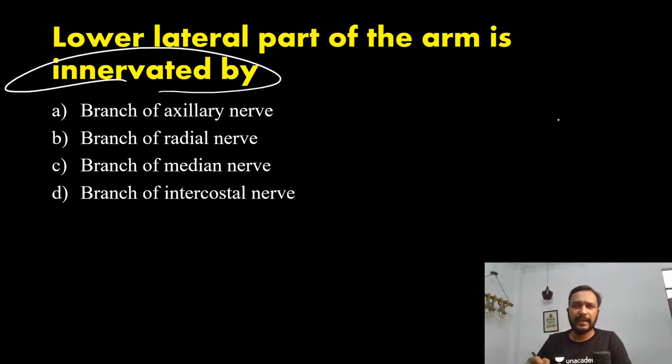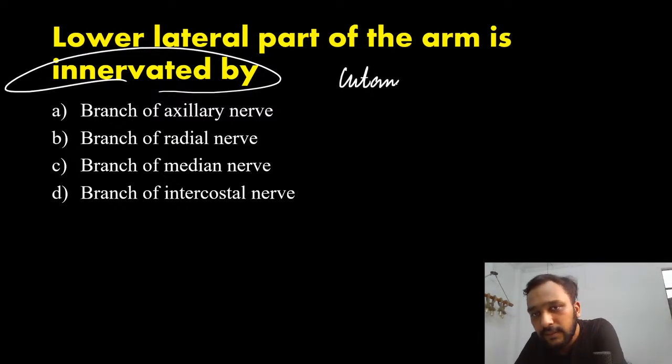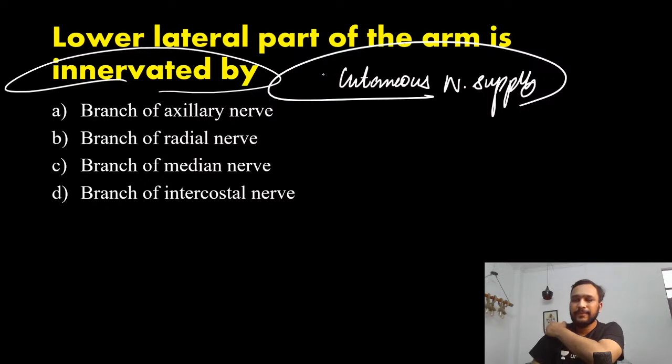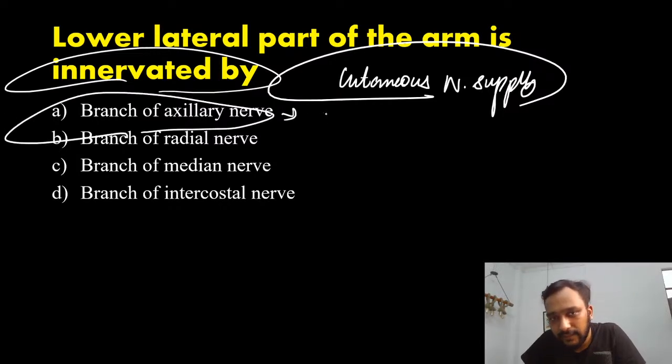So guys, let us have a look at the cutaneous nerve supply of the arm. Okay, so guys, tell me, the upper outer aspect of the arm is supplied by. It is supplied by a branch of the axillary nerve. It is going to supply the upper outer aspect of the arm.